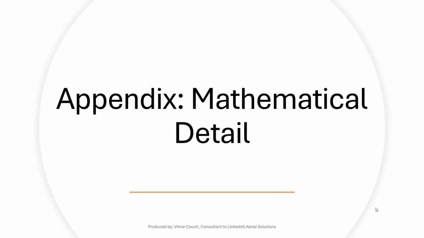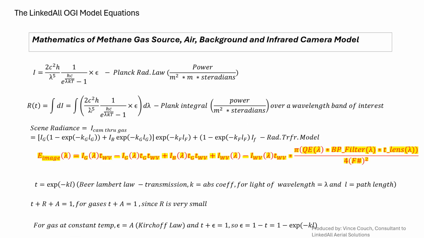Okay, so mathematical detail. Here are the mathematical equations representing the theory of OGI cameras. This is Planck's radiation law, and all you do is plug in temperature and the wavelength, and it'll give you the radiance, the light radiance in units of watts per meter cubed times steradian. It's a solid angle. I know that's bizarre, but if enough of you say you want me to do a video on what a steradian is, I can do that. Or you can go online, there are some good videos on what a steradian is.